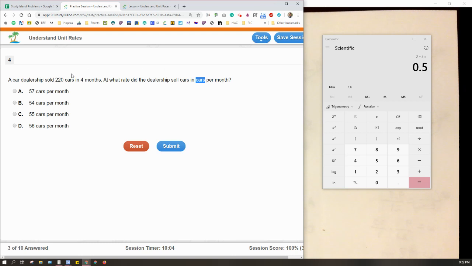So here we go. How many cars? 220. How many months? 4. So to get cars per month, we do 220, that's cars, divided by 4 months. And we get our answer, 55. 55 cars per month. It's that easy. We get 55 cars every 1 month.